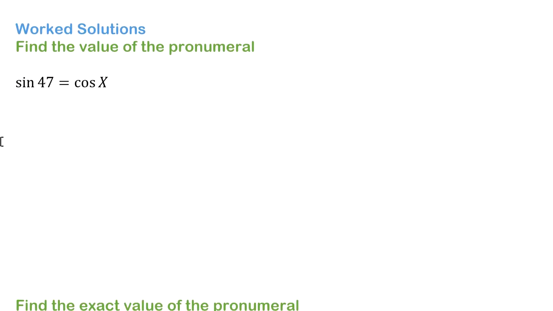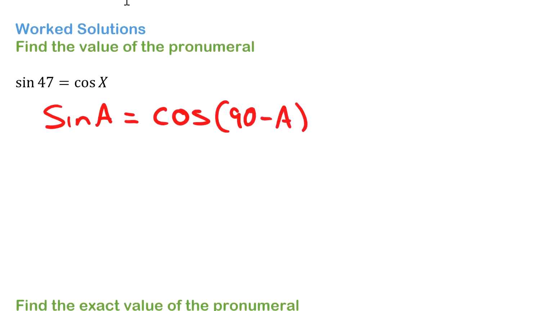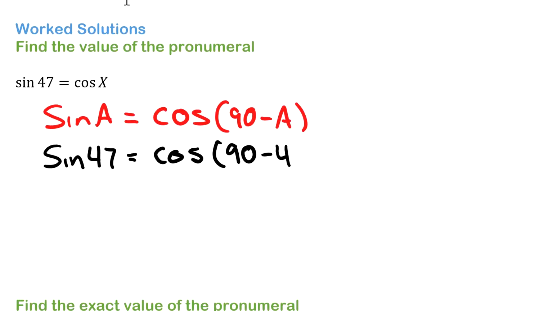So, find the value of the pronumeral. Here we know that sine A equals cos 90 minus A. So, if we know that we have sine 47, all we need to do is replace all our A's with 47. So over here, we're going to get 90 minus 47. That means that sine 47 is the same as having cos 43. Alright, so all you're doing is replacing that A with what it was. And the same works the other way if we had cos this time.